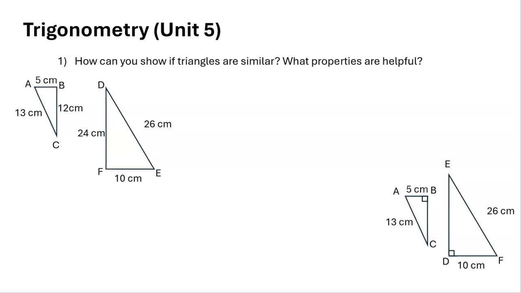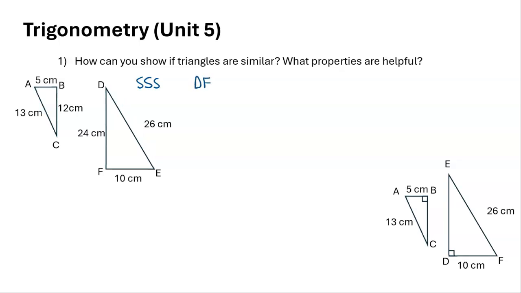So the first question I'm going to look at with you is how can you show if triangles are similar? What properties are helpful? Now notice on the triangle ABC, we know 3 side lengths as we do on triangle DEF. And so what we're going to do is side, side, side similarity. We're going to look at the ratios of corresponding sides between those two triangles. So starting with side DE, we're going to compare that to side AC.